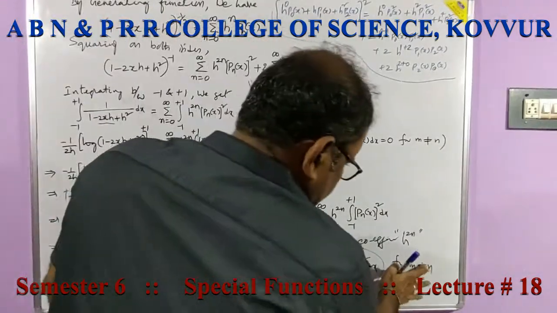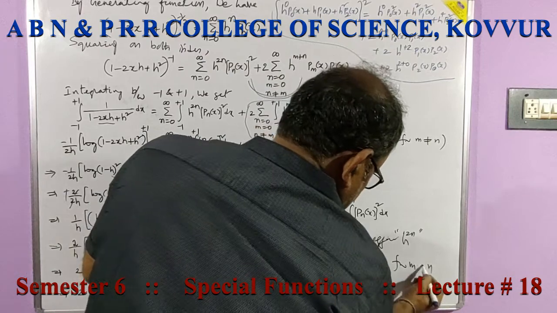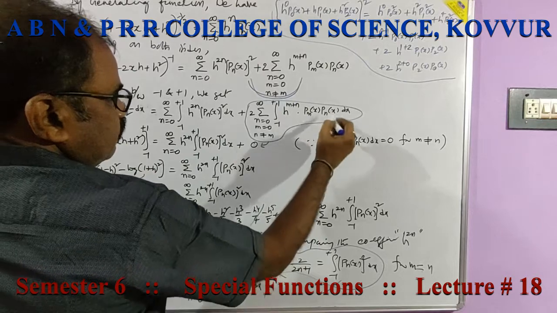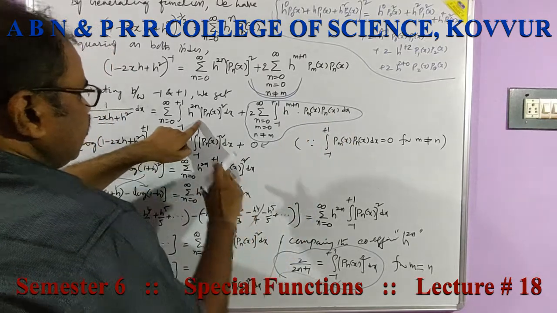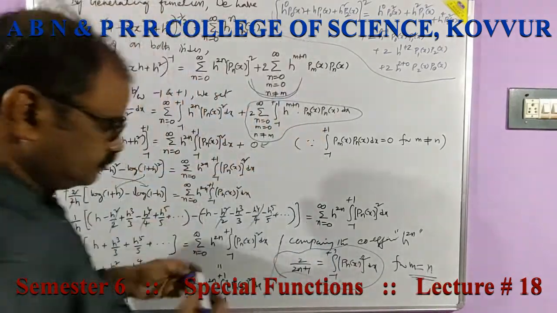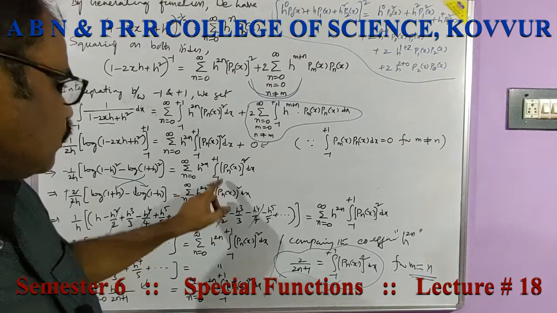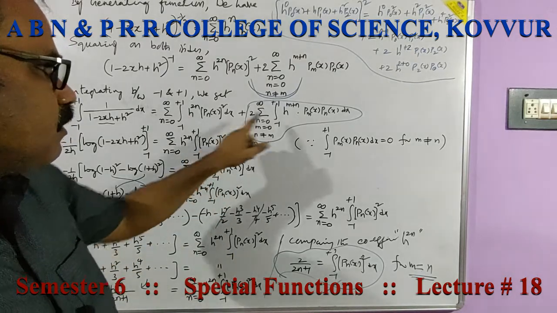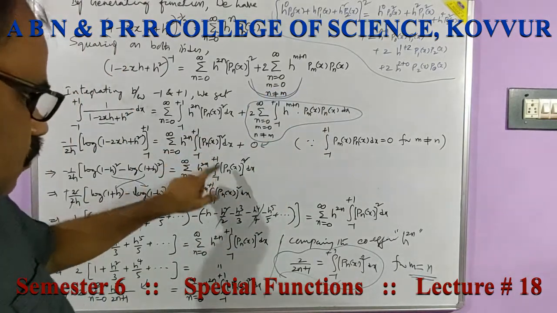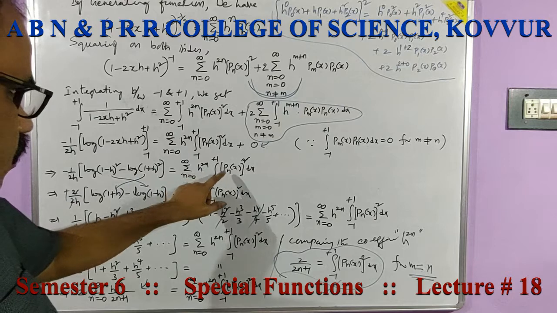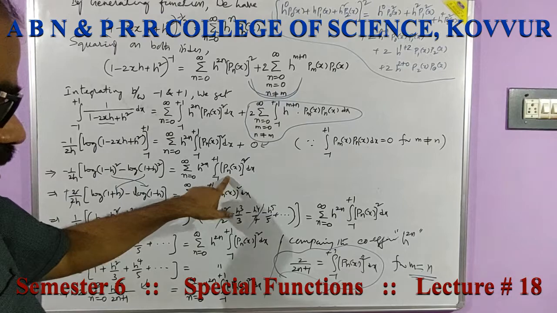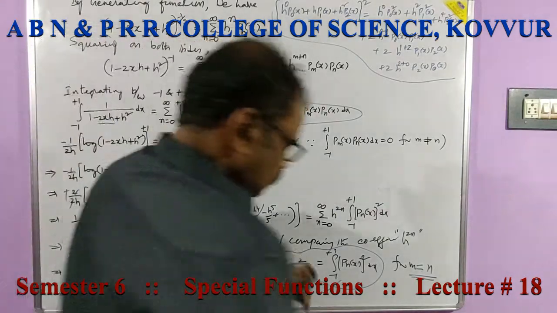Here m is equal to n. When m is not equal to n, this entire term will vanish. Here m is equal to n. Therefore, this is for m equal to n. We got this term for m equal to n. When m is not equal to n, the entire thing vanishes, this term gets 0. So this term is (Pn(x)) whole square, which we get when m is equal to n.